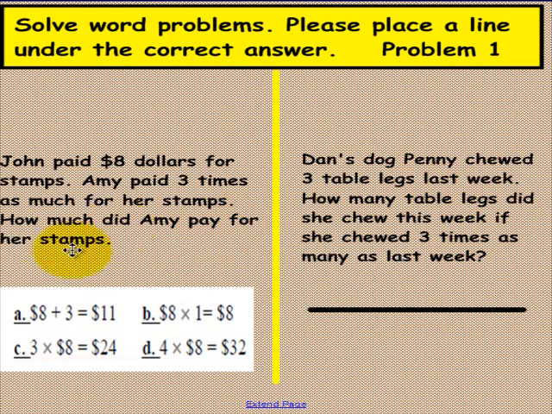Okay, let's look at the first one. $8 and 3 times as much, so the answer for that one had to be letter C. 3 times 8 is 24. And for Penny, if she chewed 3 table legs last week and now she chewed 3 times as many, she must have chewed 9 legs. 3 times 3 is 9. If your answers match ours, that is incredible.